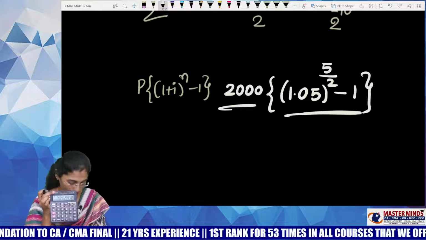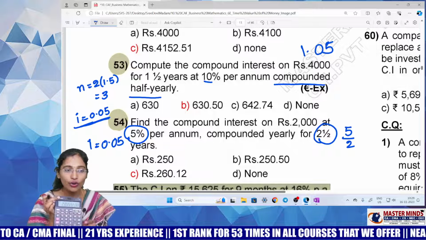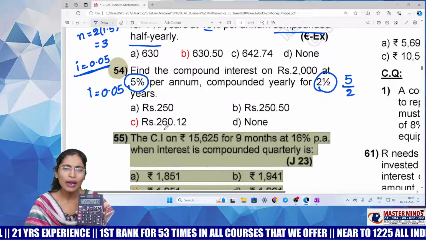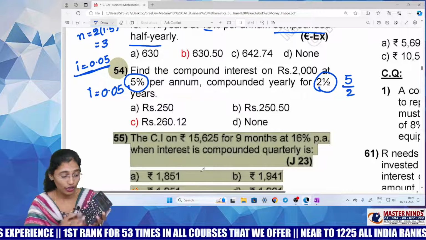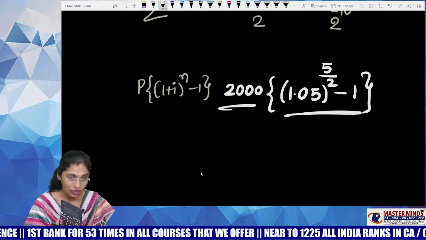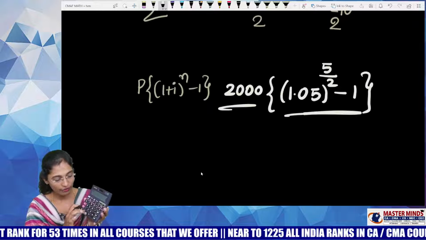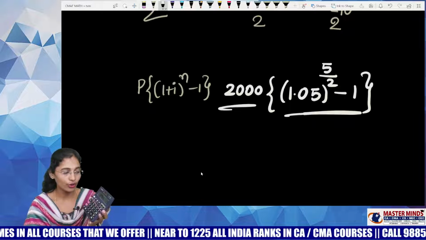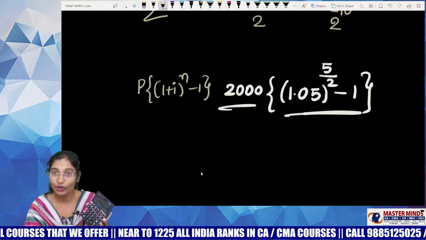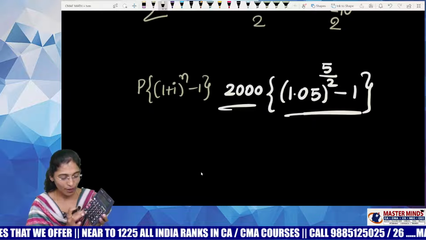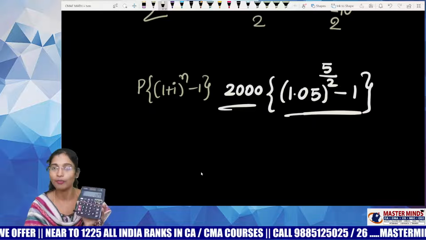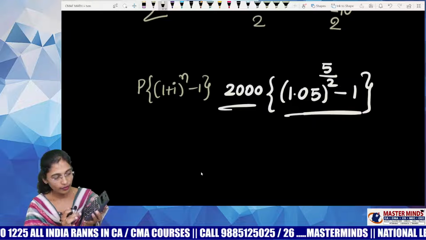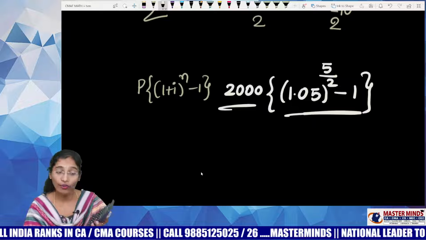259.4. So they got 260.12. So nothing to worry, guys. They might have changed the decimal value. I'll tell you where. So guys, what is 1.05 power 5? Tell me. 1.27628, no? I apply the whole root. 1.12972, right? So just write it as 1.1297 minus 1 into 2000. So now the answer became 259.4.